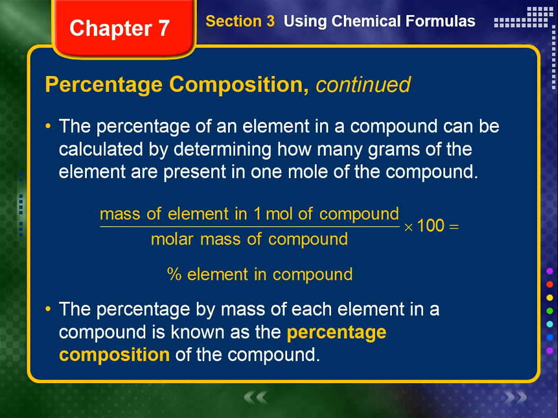The mass percentage of an element in a compound is the same regardless of the sample's size. Therefore, a simpler way to calculate the percentage of an element in a compound is to determine how many grams of the element are present in 1 mole of the compound. Then divide this value by the molar mass of the compound and multiply by 100, as is shown on the screen now or on page 227 of your text. The percentage by mass of each element in a compound is known as the percentage composition of the compound.